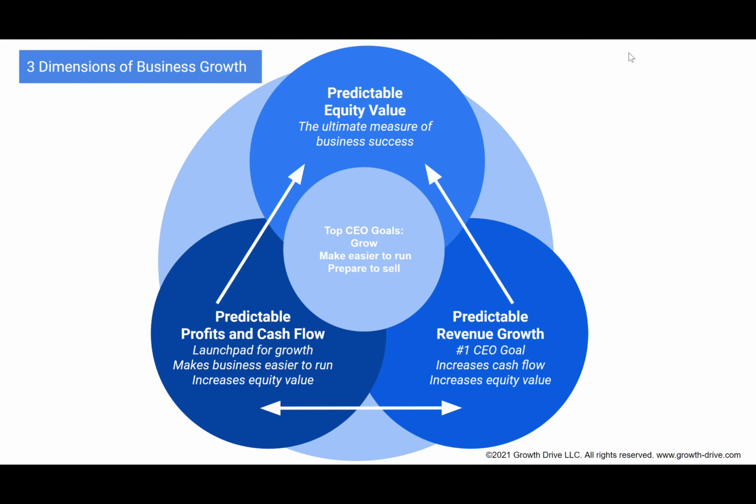The three dimensions of business growth have at their foundation predictable profits and cash flow. That's a launch pad for growth. It creates a business that's easier to run, that has the cash that's needed to fund growth, and is able to increase the equity value of the business up to its potential value with today's EBITDA. You can leverage that predictable profits and cash flow to create growth or to help take the company to market successfully.